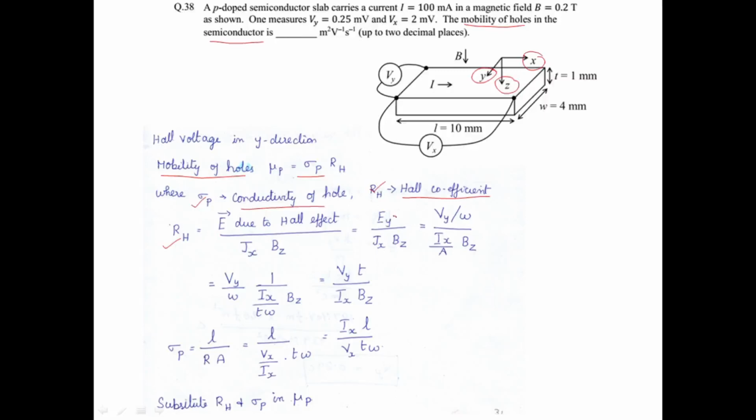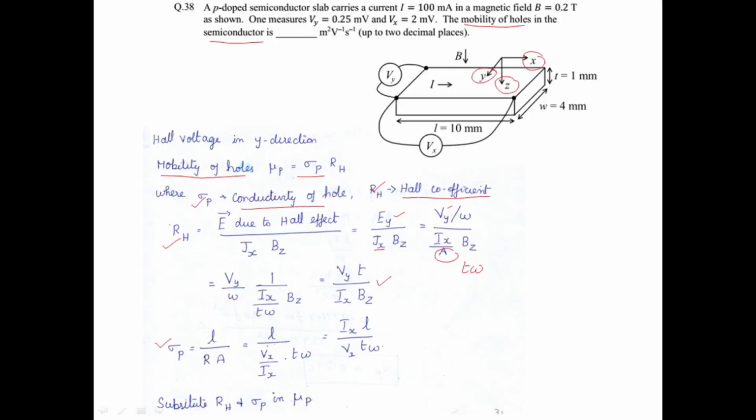The electric field in terms of voltage is given by V divided by width of the slab, and current density can be written as current divided by area. For area we can write thickness into width of the slab. By simplifying this we get V times thickness divided by current into magnetic field. Now we have found the Hall coefficient. We have to find the conductivity of the holes. Sigma is equal to L divided by resistance into area.